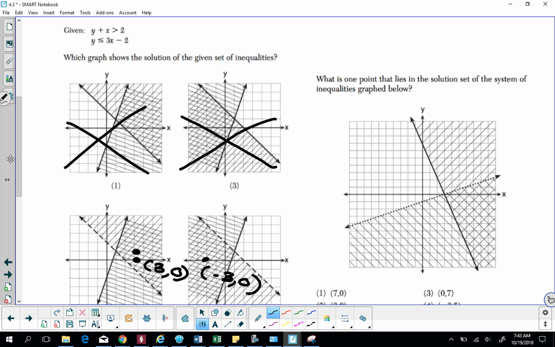So for example, if I put -3 in for x and 0 for y, what's 0 plus -3? -3. Is -3 greater than 2? No. And so do you see how you can use process of elimination? So I know that one's probably it. But I want you to understand conceptually why each of these.